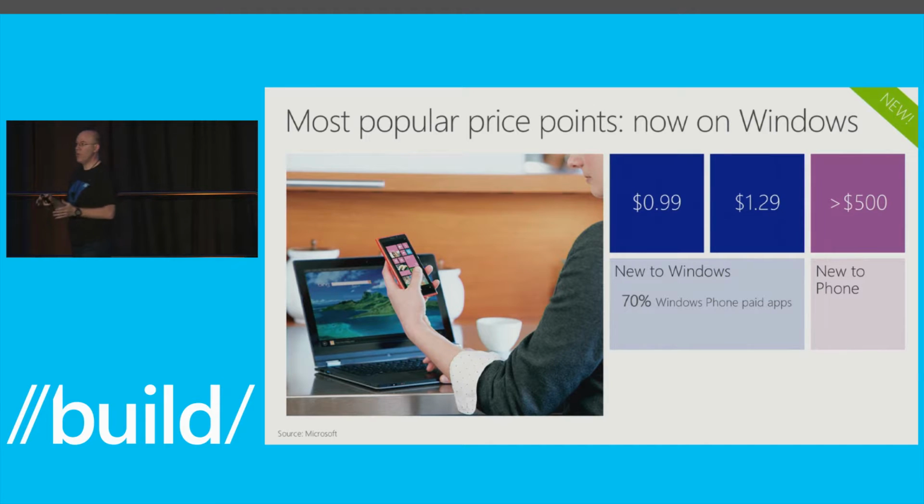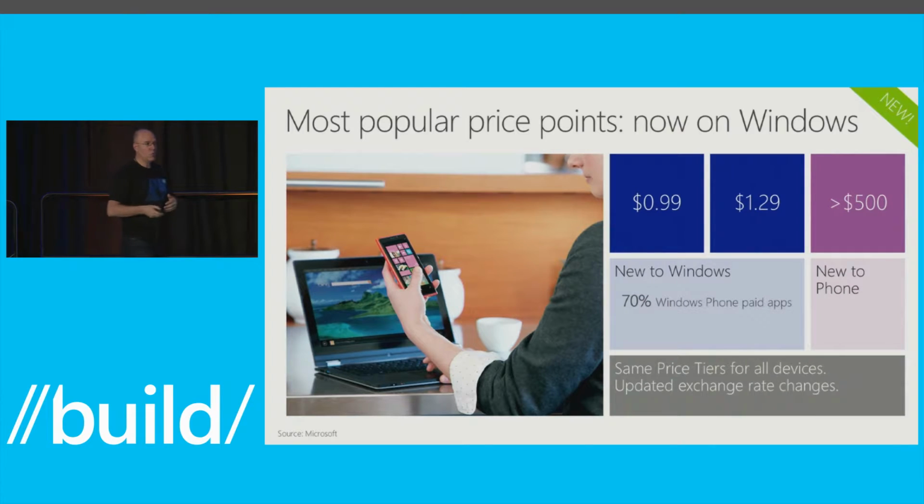Also, we added new price points to Windows, more than $500. Why is that? To be able to have the exact same price tiers in all your apps for Windows, phone, PC, tablet. And also, at the same time, we adjusted, like every year we do, the exchange rates, so they more accurately reflect exchange rates converted from US dollars. So if you're a Windows developer and you were looking at those lower price points, I strongly recommend you look at it, and change the price of your app if you need to, because that will typically drive a lot more downloads and purchases.